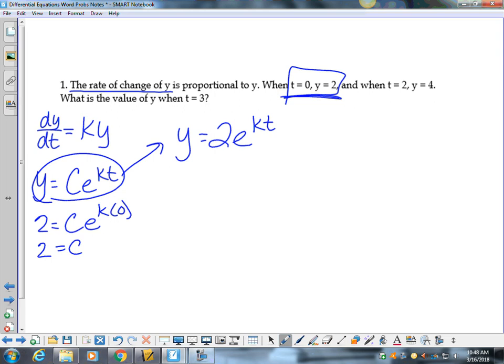But what do I still not know? I still don't know k. The final question says find the value of y when t is 3. So I know t is 3 and I want y, but I got to find k first. But it gives me another piece of information. It says when t is 2, y is 4. So if I know t and I know y, can I use this to find k? All right, we'll plug some stuff in. 4.